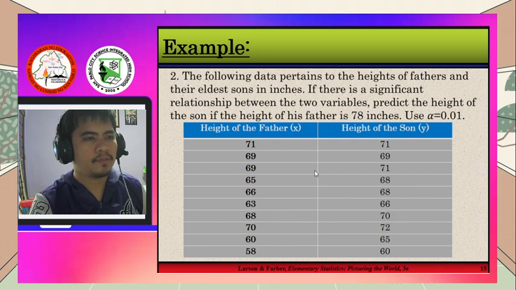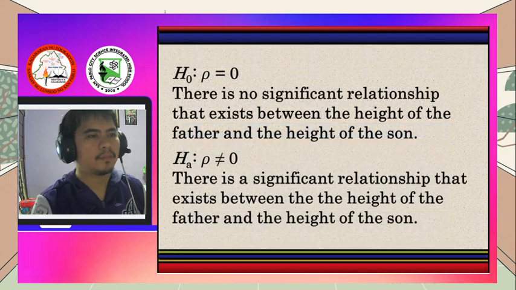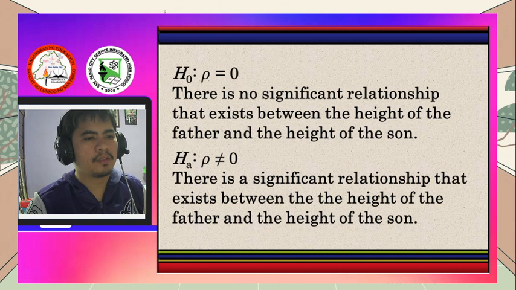So let us formulate the null and the alternative hypothesis. For the null hypothesis, there is no significant relationship that exists between the height of the father and the height of the son. And for the alternative hypothesis, there is a significant relationship that exists between the height of the father and the height of the son.